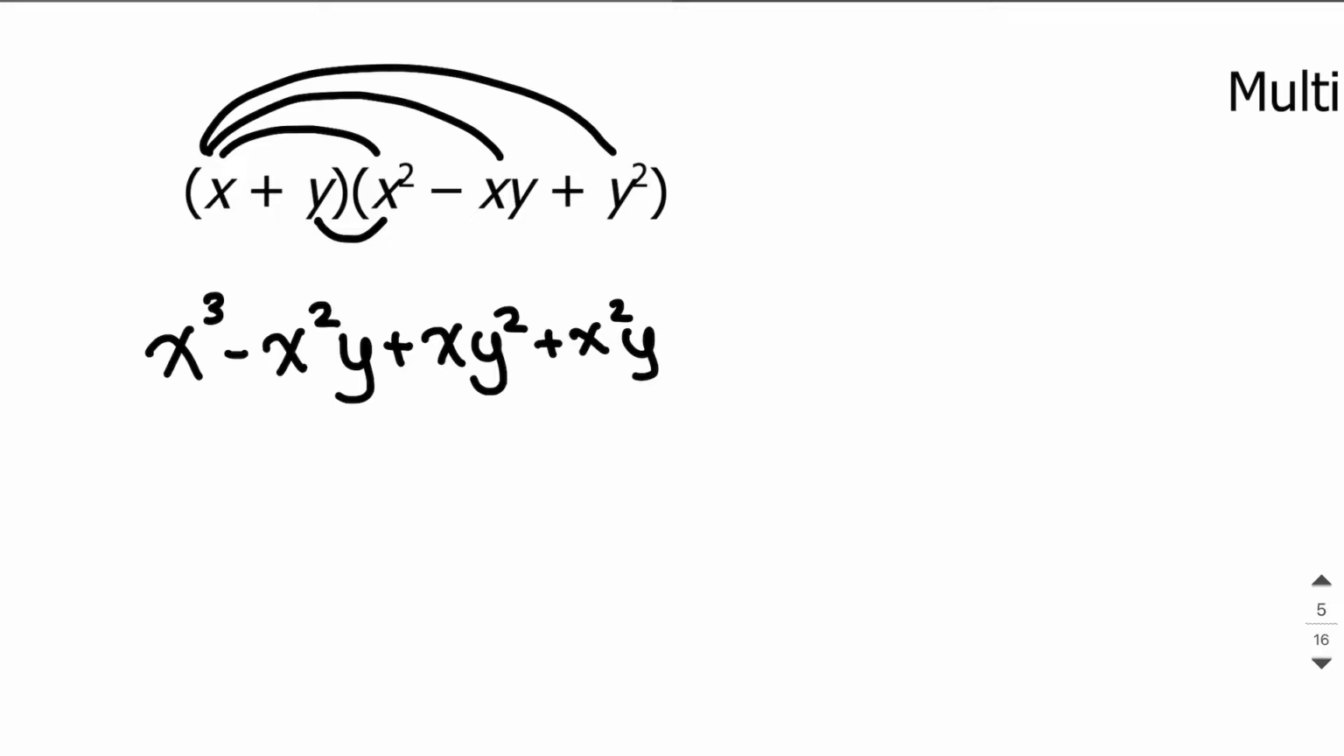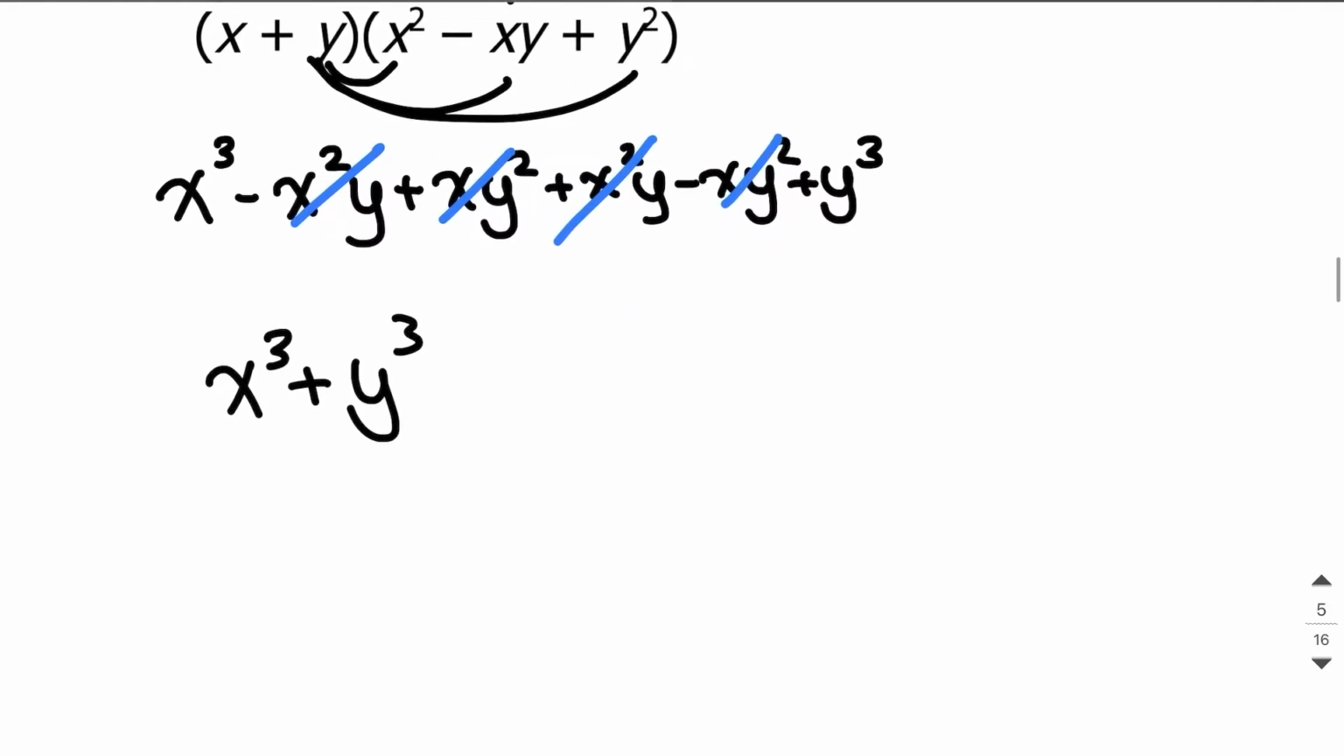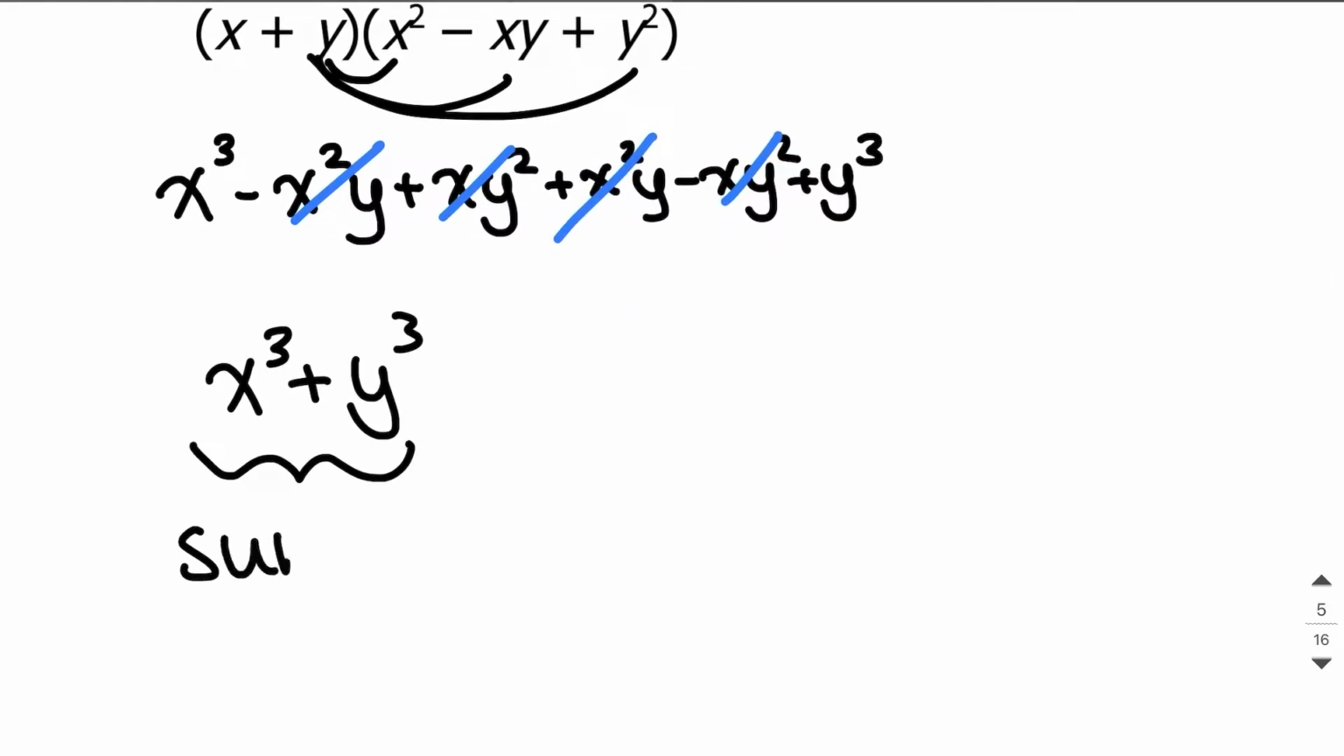Doesn't matter what order you write the multiplication in. Y times negative xy is negative xy squared. And then y times y squared is y to the power of 3. Now, what happens here? This goes away with this. These are like terms. These are also like terms, but they cancel each other out because there's a positive and a negative of each one. And I end up getting x cubed plus y cubed. And if you notice right here, this is a sum of perfect cubes.